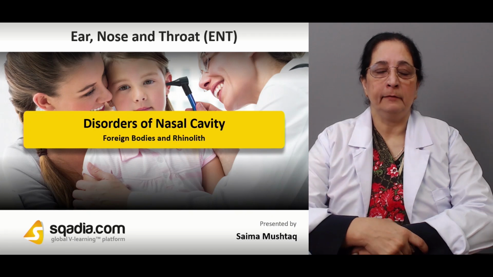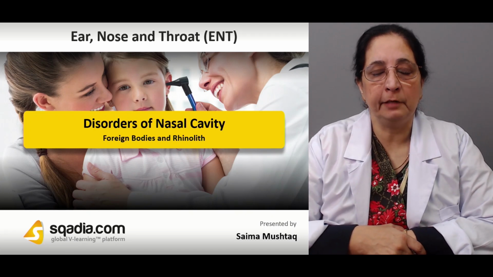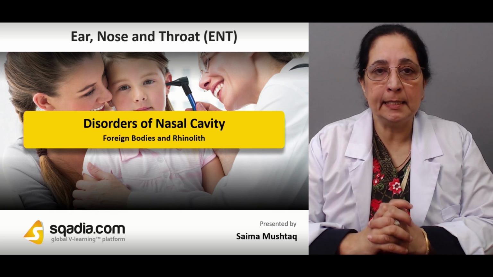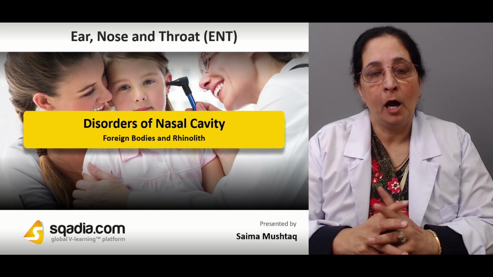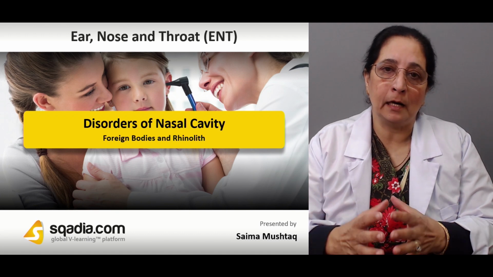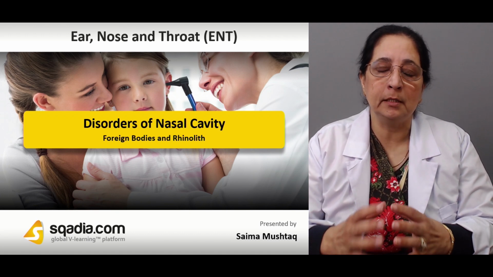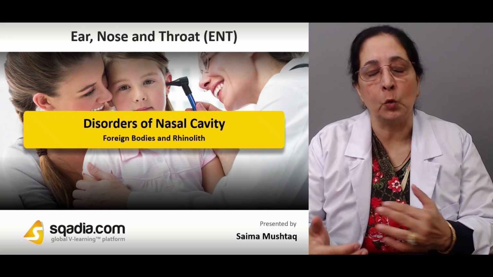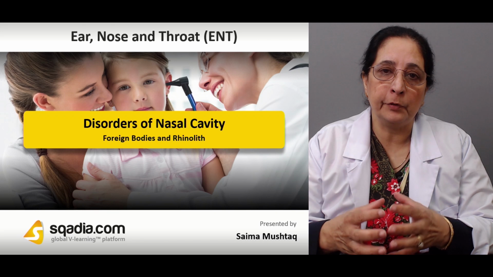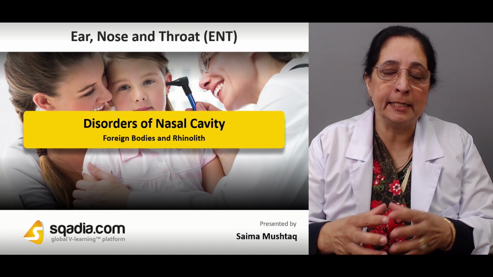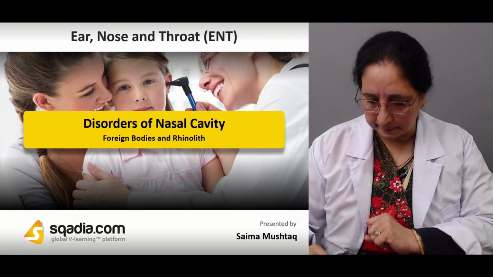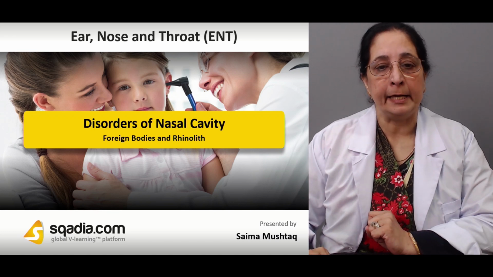Let's start with our first section. In this section, we will talk about the different foreign bodies in the nasal cavity and then how the rhinoliths are produced. Rhino is the term used for the nose and lith is for the stone. So when the stones are produced in the nasal cavity, how they develop, what are the signs and symptoms, and how they can be managed.